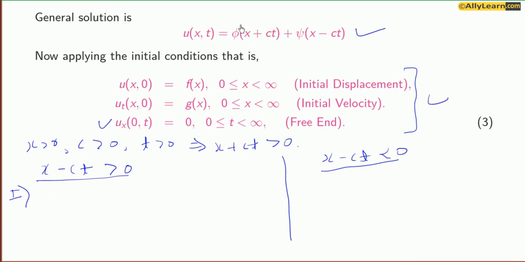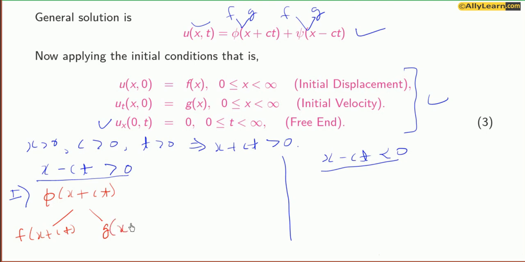Now friends, what is my aim? I have to put these initial conditions in this general solution and get the values of phi and psi in terms of f and g. I have to replace these with f and g, as f and g are my known functions and phi and psi are arbitrary functions. So friends, first of all I will try to obtain the value of the function phi in terms of f and g, and I will be converting phi of x plus ct into f of x plus ct and g of x plus ct.